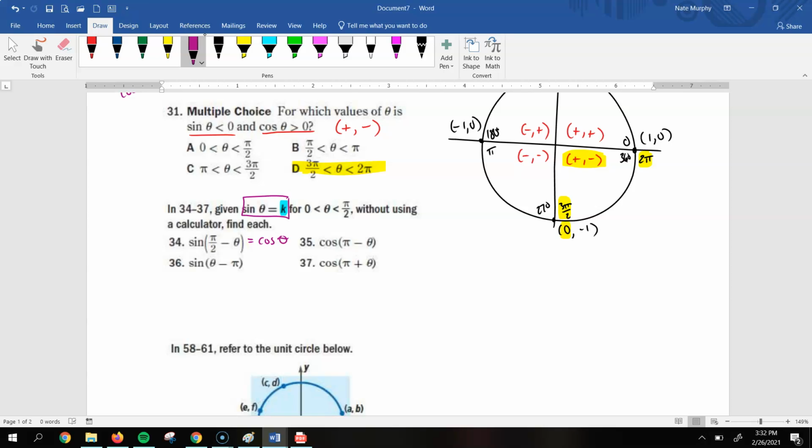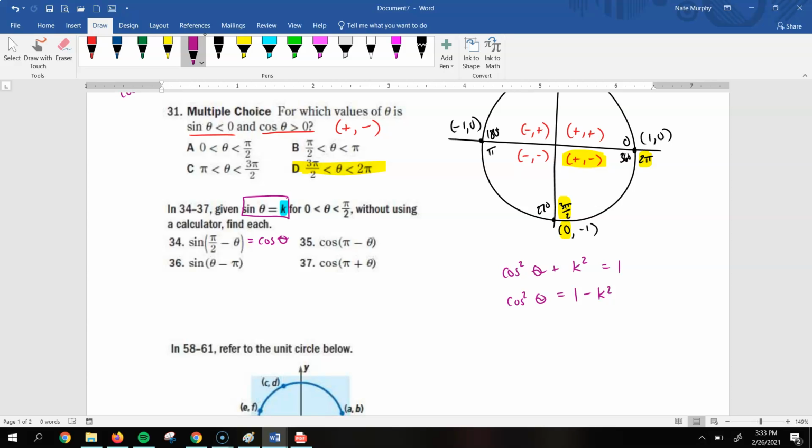So I'm going to do that over here on the far right, because this is going to be the one that requires the most work. So we're going to have the cosine squared theta plus, and I'm just going to put in the sine as k, so it's going to be k squared equals 1. Or we could write it like this, because I could subtract k squared from both sides and have 1 minus k squared.